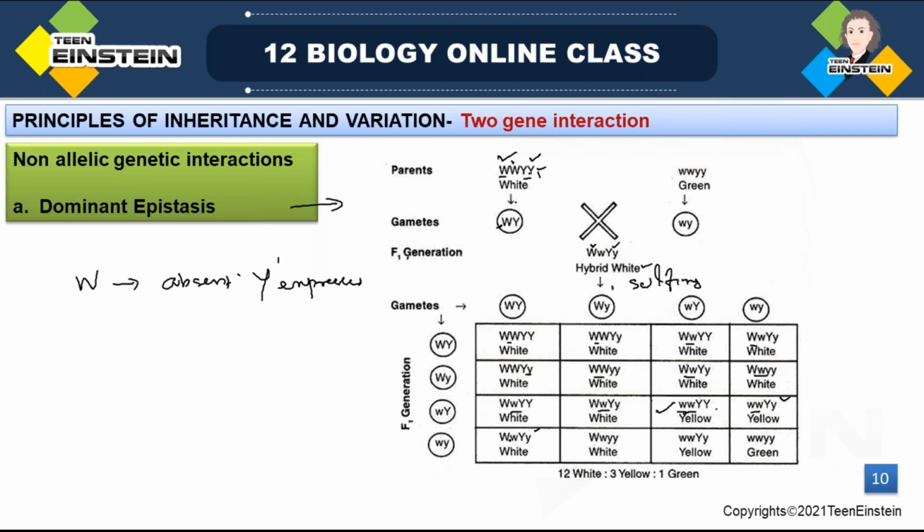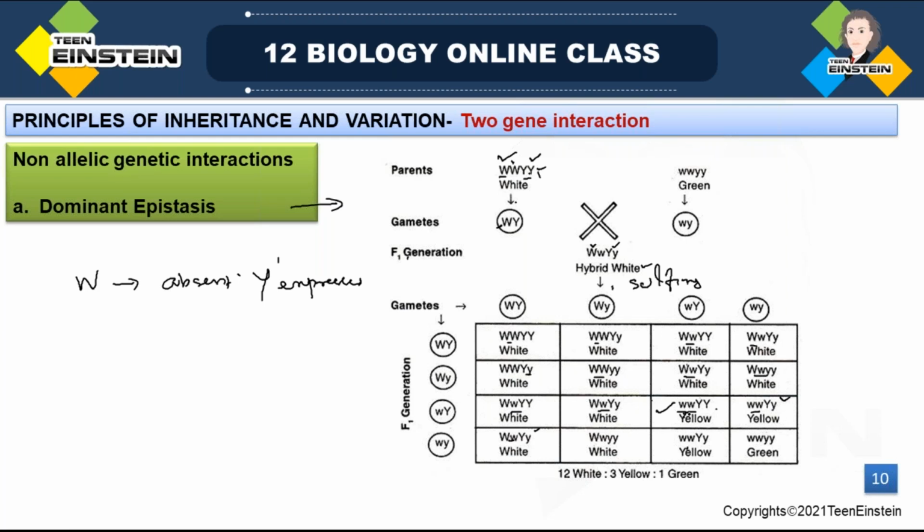When the white color gene is present, that will never get a chance to express. It is having a masking effect. The white color gene is having a masking effect over the yellow color gene. And here the ratio, when the color is concerned, you will get 12 white. See, 1, 2, 3, 4, 5, 6, 7, 8, 9, 10, 11, 12. All these form white color flowers, and 3 yellow, because here 3 recessive white condition is coming.